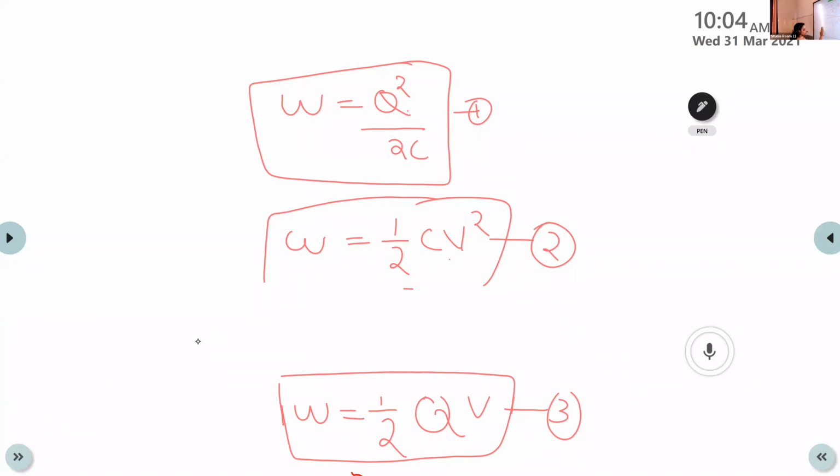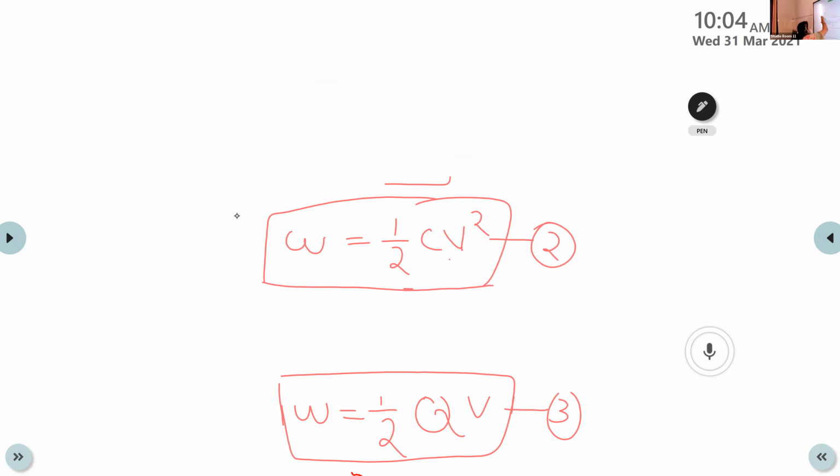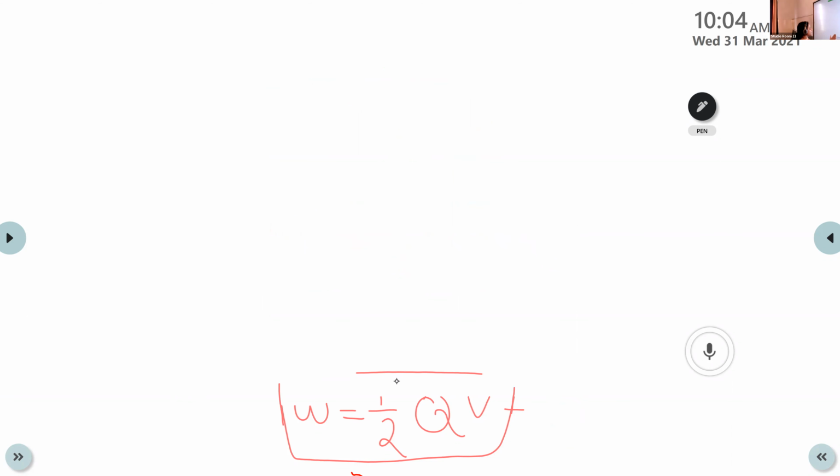So W is equal to half QV. We have already discussed that this work done is stored in the form of energy in a capacitor. So once again, we can recollect all these equations. Energy stored in a capacitor is given by, the three equations are there.